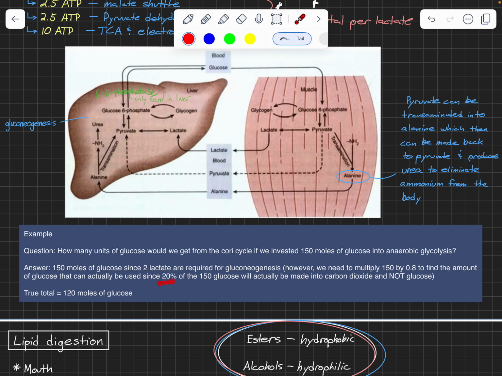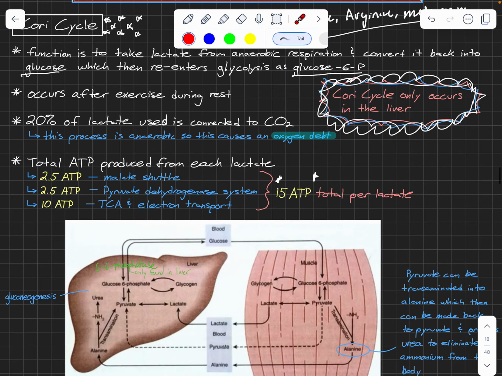About 20% of our glucose that's used is actually going to be turned into carbon dioxide. So all we're going to do here is multiply 150 glucose by 0.2, or 20%, which should give us about 30 millimoles of glucose, and we just subtract that from the overall total. So when we go through the Cori cycle, in all reality, if we put in 150 moles of glucose, we are only going to get about 120 moles back through the Cori cycle.